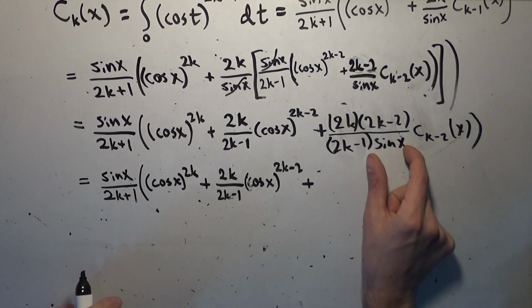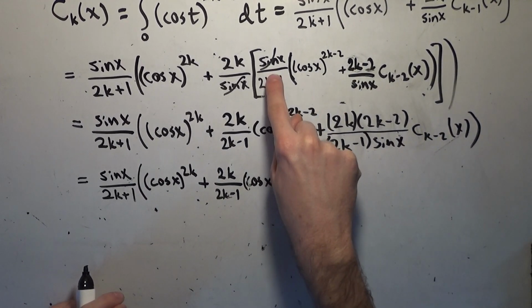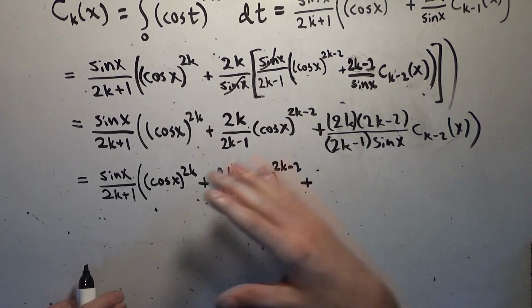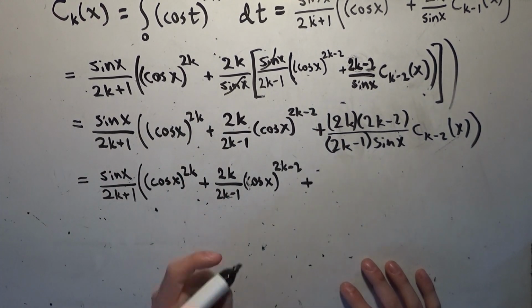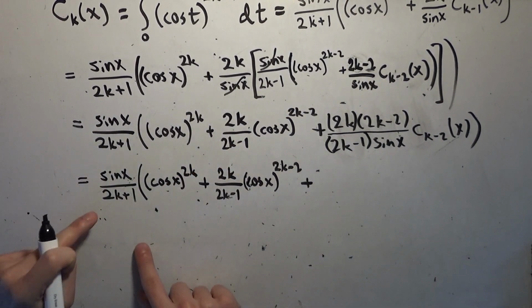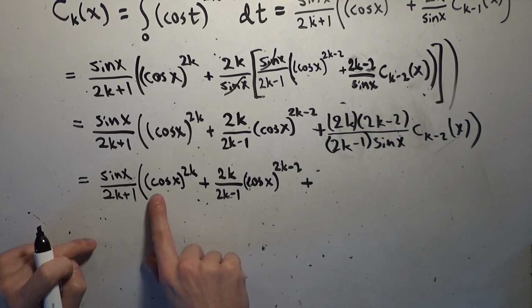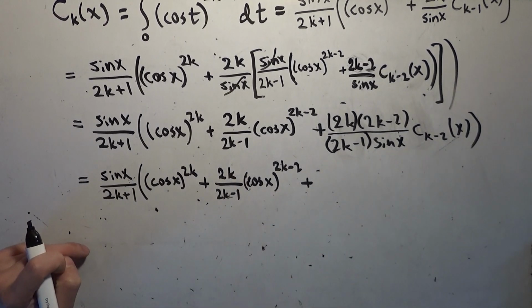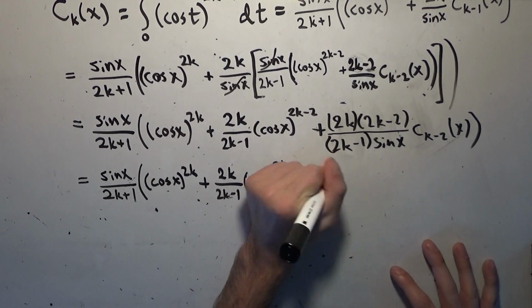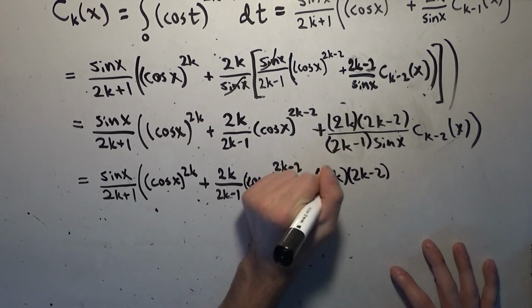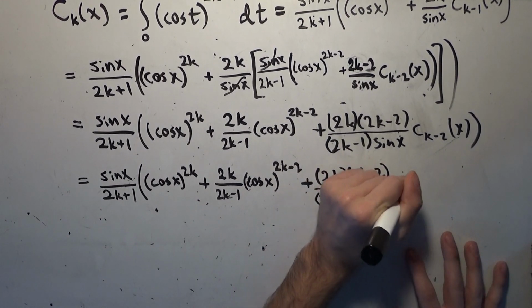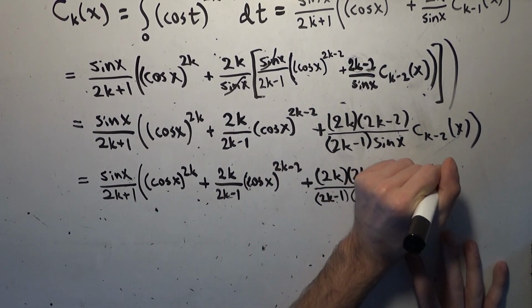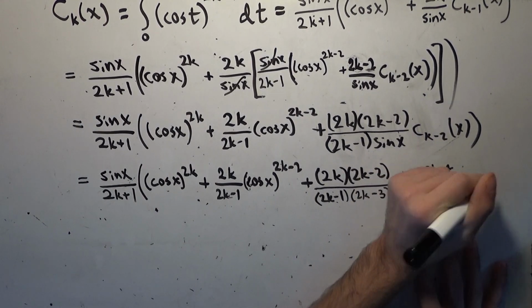And so this sine in this denominator is going to be continually canceled by the sine that we get out of using the recursion formula. And in the end, there won't be any of them except this one right here. That was the point of factoring them all out. Because what we're going to end up with is this: sine of x over 2k plus 1 times the quantity cosine of x to the 2k plus 2k over 2k minus 1 times cosine of x to the 2k minus 2 plus 2k times 2k minus 2 all over 2k minus 1 times 2k minus 3 times the cosine of x to the power of 2k minus 4 plus dot dot dot all the way down.